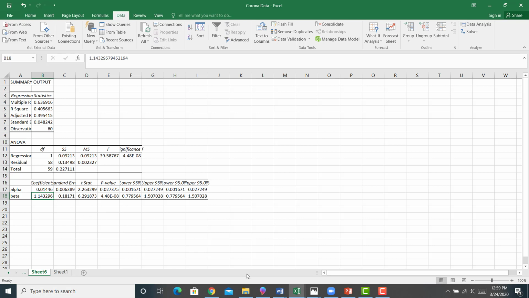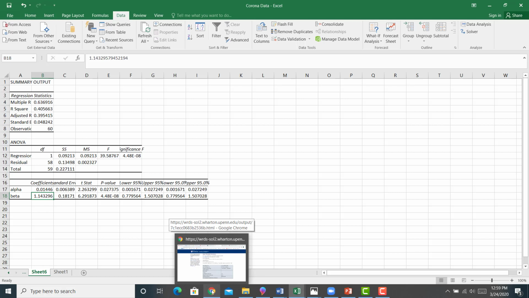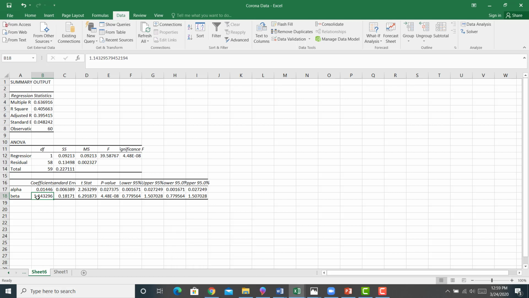Hopefully you understand that a beta greater than 1 means that this particular stock has more exposure to systematic risk than the entire market. A beta less than 1 has less systematic risk exposure than the entire market. Of course, the market portfolio, if I were to regress the market, the beta on the market is just going to be 1.